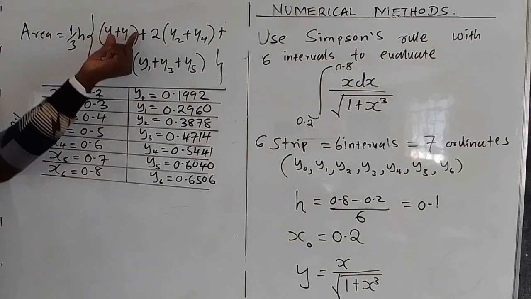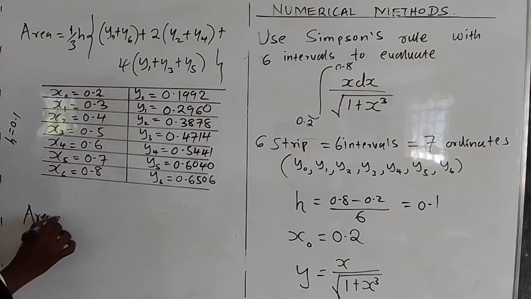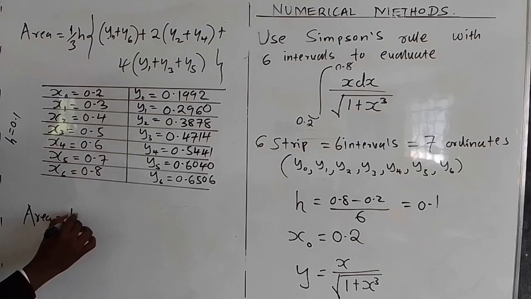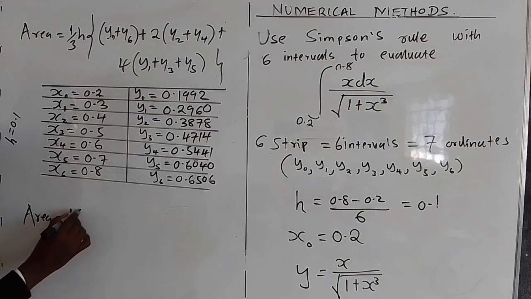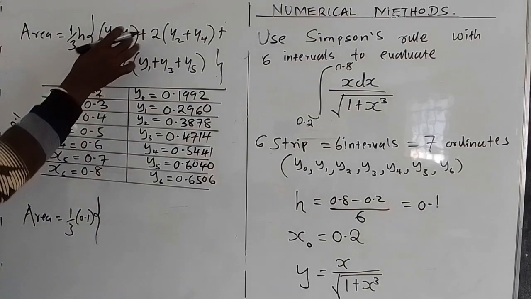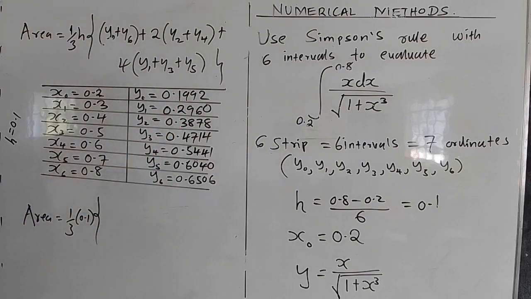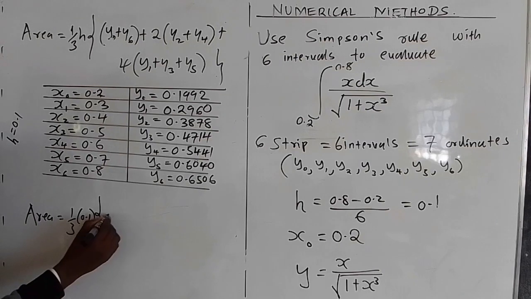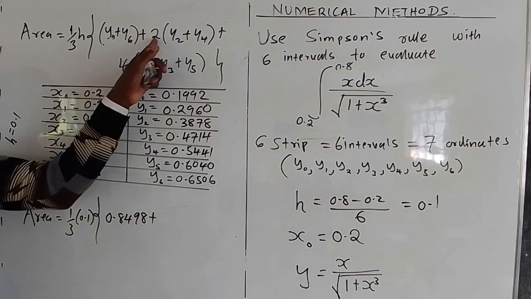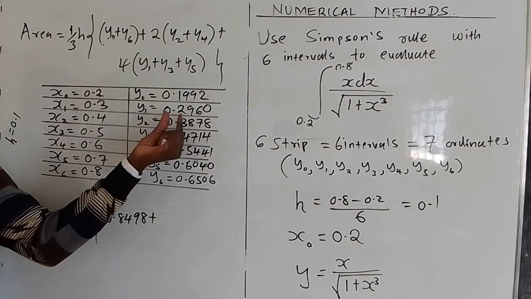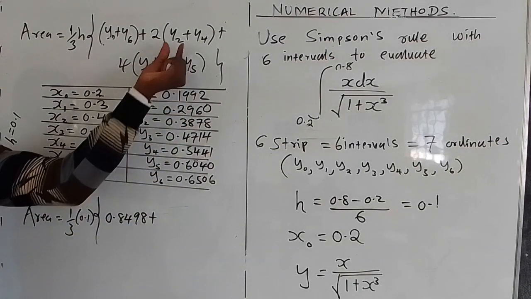So the next thing is to substitute them in the formula to get the area, isn't it? So what is the area? It is a third h, then you move: y0 plus y6. Go to the calculator. y0 plus y6, you have 0.8498. Then it is plus 2 times y2 plus y4. So 2 in bracket y2 plus y4. What is the calculator giving you?